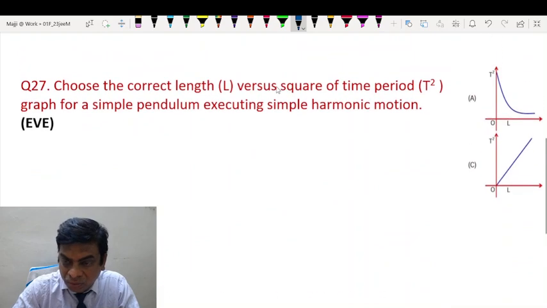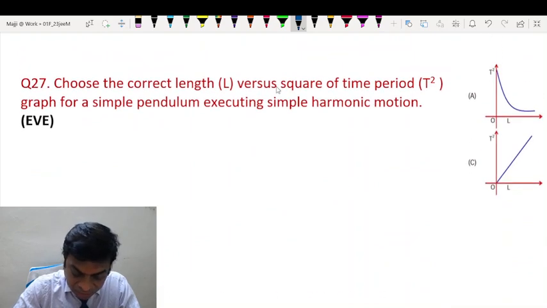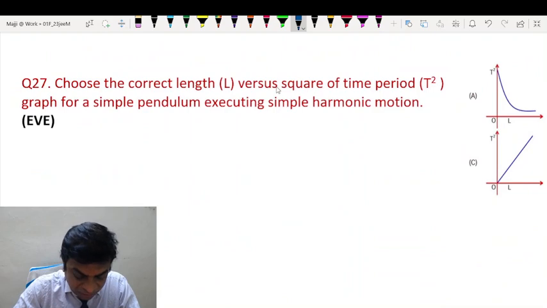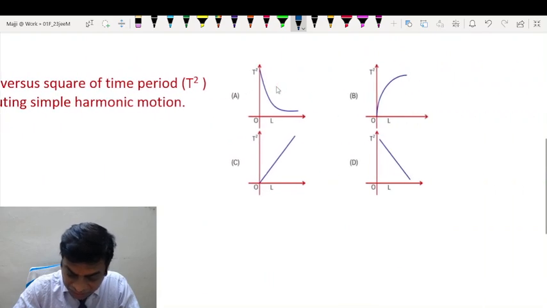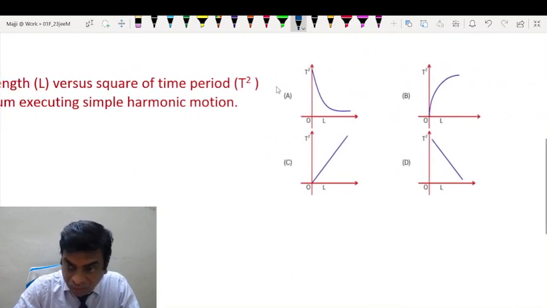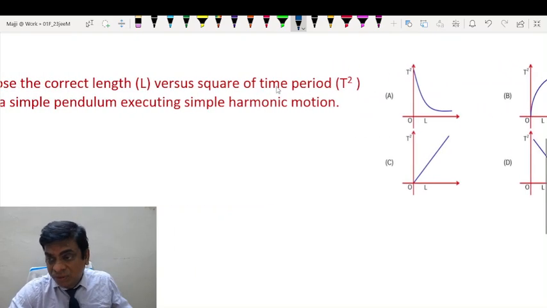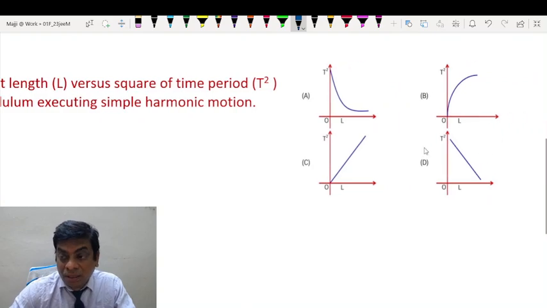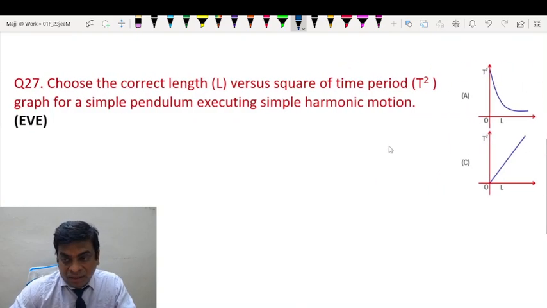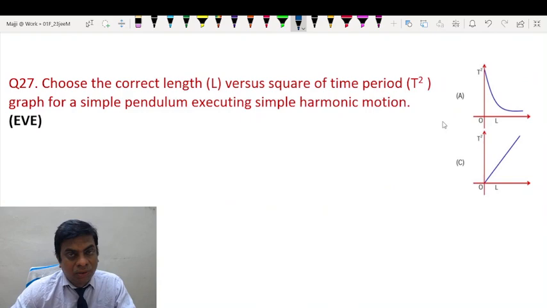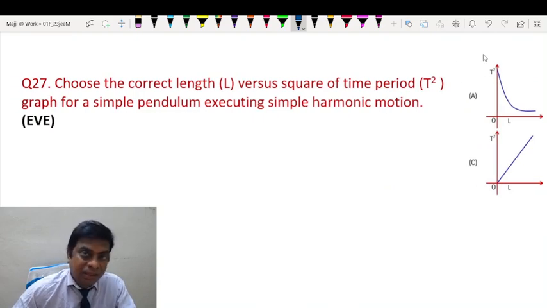Then coming to question 27, choose the correct length versus square of the time period graph for simple pendulum executing SHM. See here. Now students, even though this is a very simple question, many students feel confused. They don't know how to identify which graph is the correct graph. So I'll tell you a simple rule, students. Try to understand, try to remember this. A very simple rule I'll be telling you.